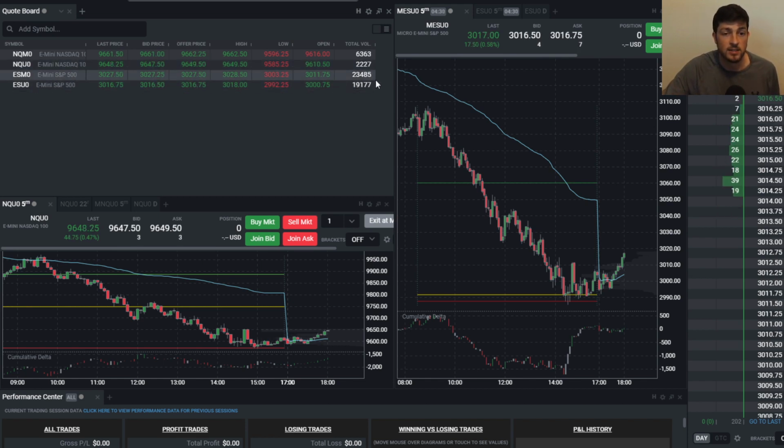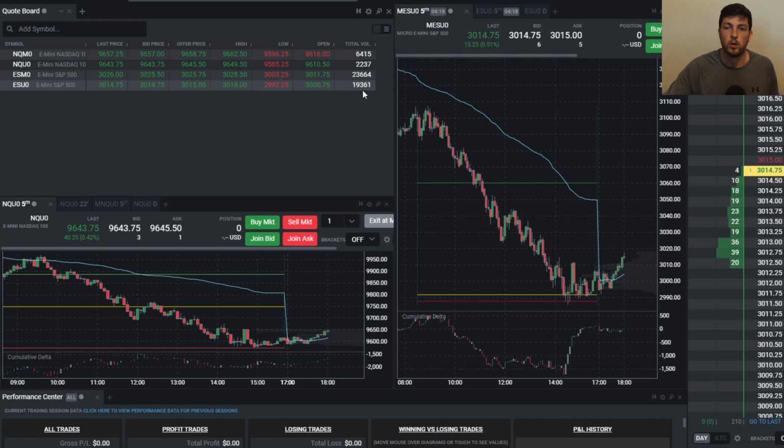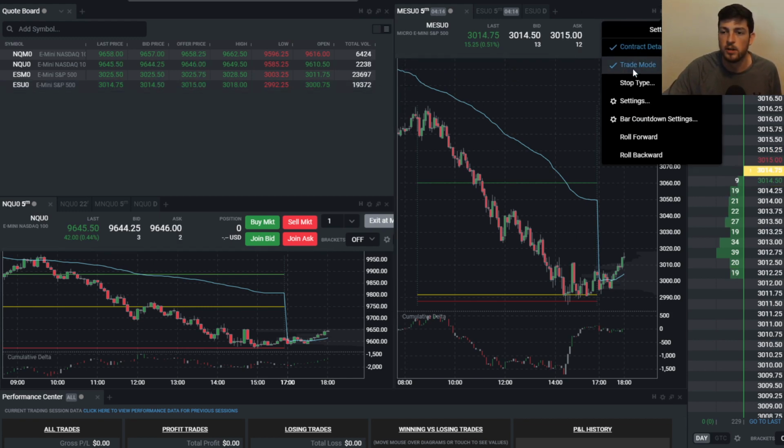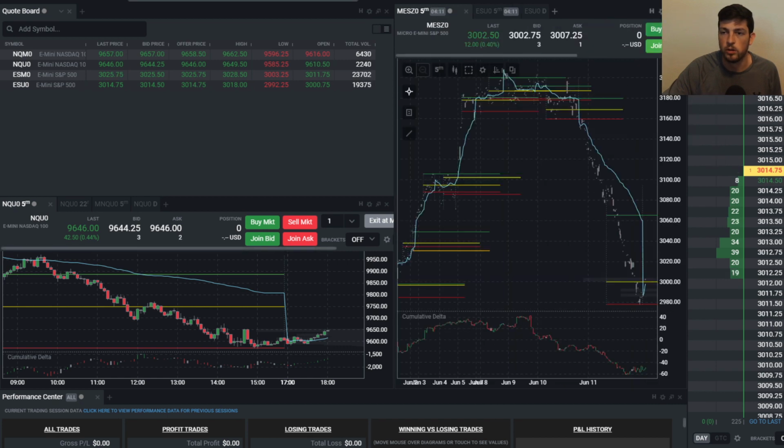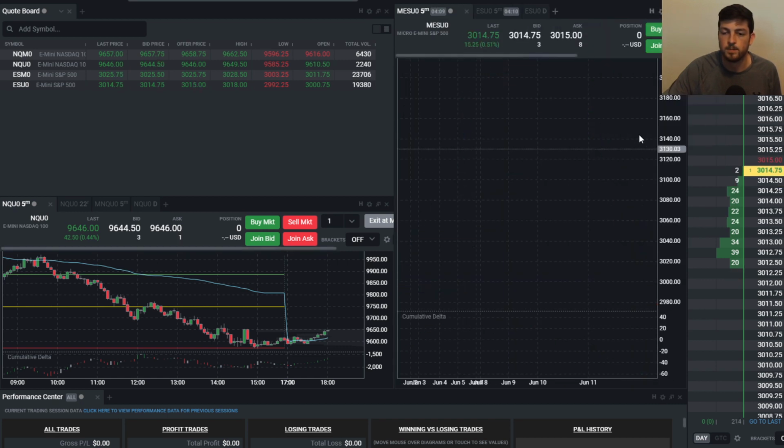Over on the ES, the current contract has 23,000. The new contract has 19,000. So that's getting closer to rolling over. Once the ESU has more volume, you want to roll over your contracts. And in order to do that on Tradovate, you go to view settings on your chart, roll forward. That's all you do, or roll backward.